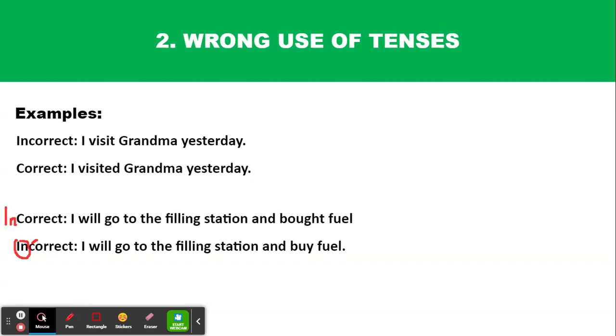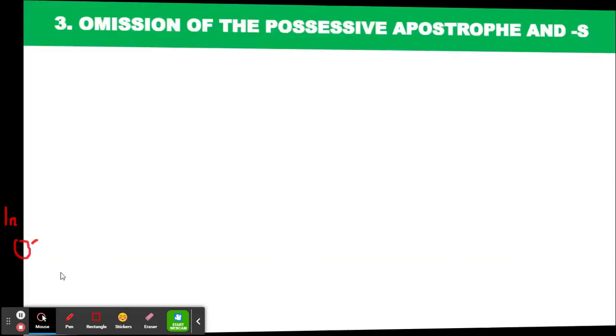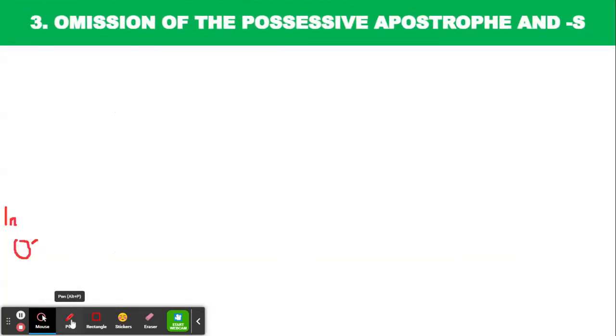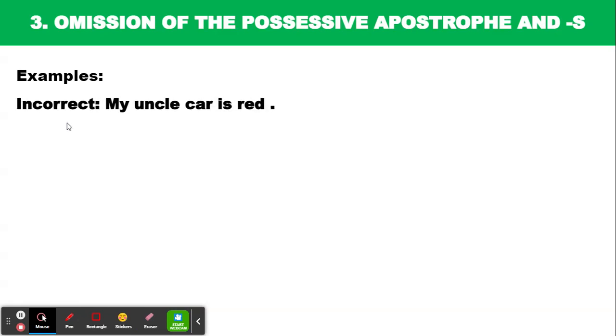So let's continue. Number three, we have omission of the possessive apostrophe and s, and this has to do with indicating ownership. For example, it is incorrect to say "my uncle car is red." When you say "my uncle car is red," you have omitted the possessive apostrophe and s. So the correct thing is "my uncle's car is red."